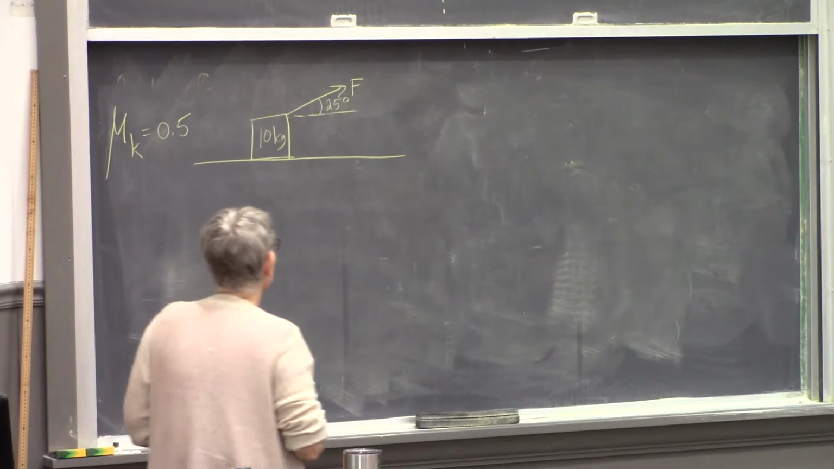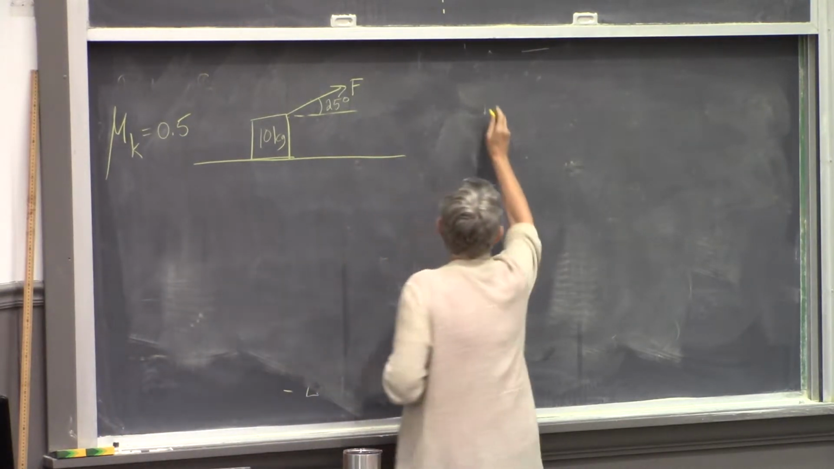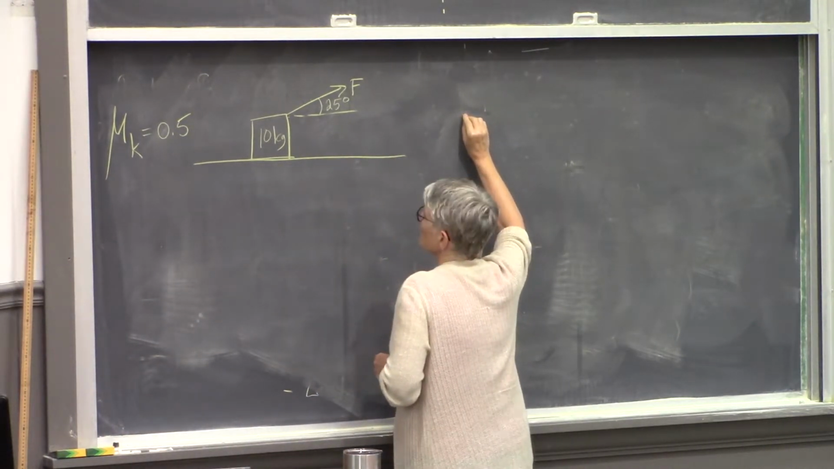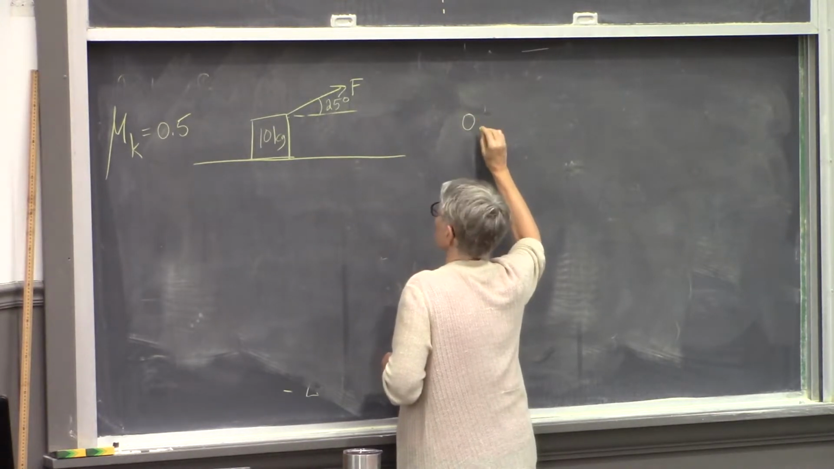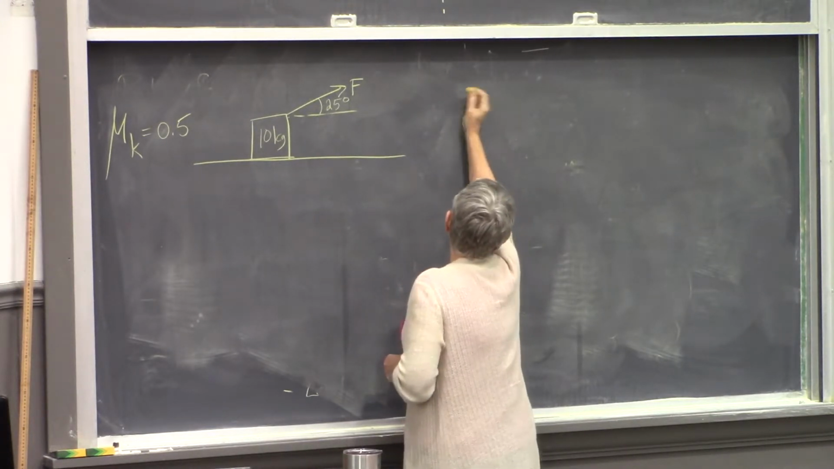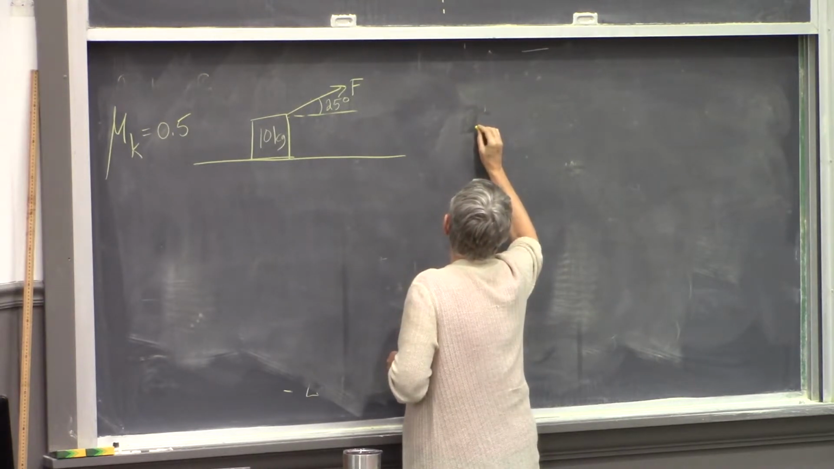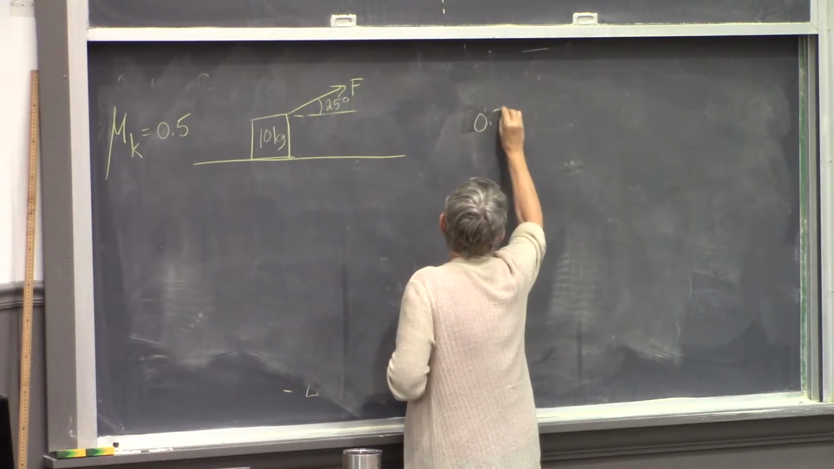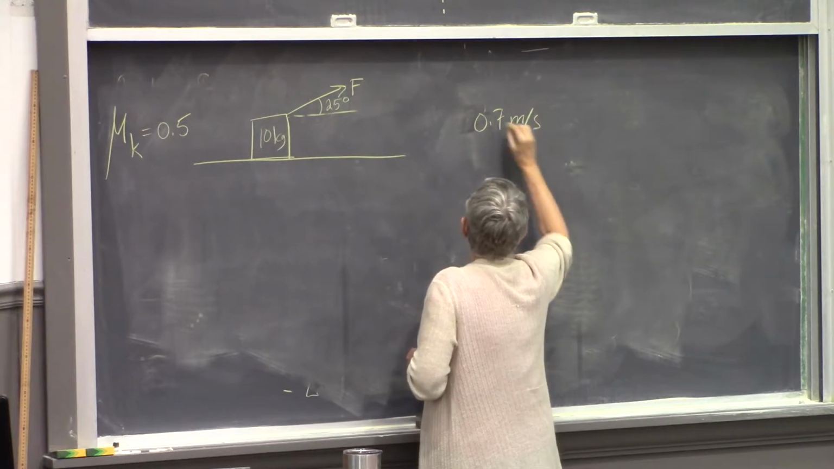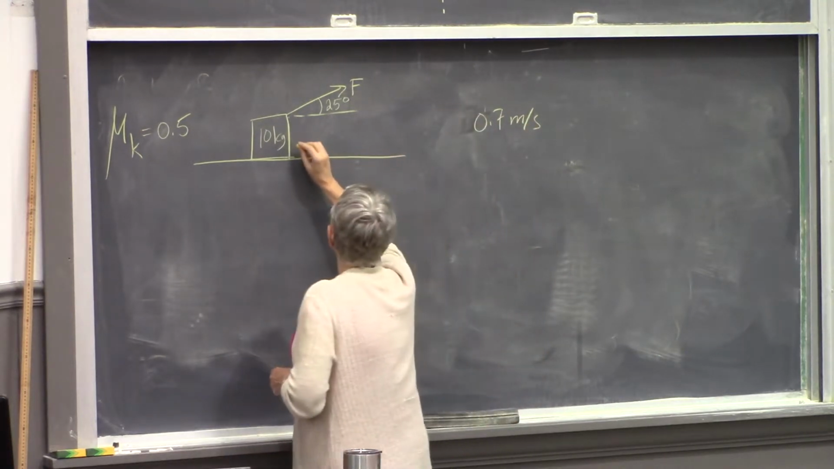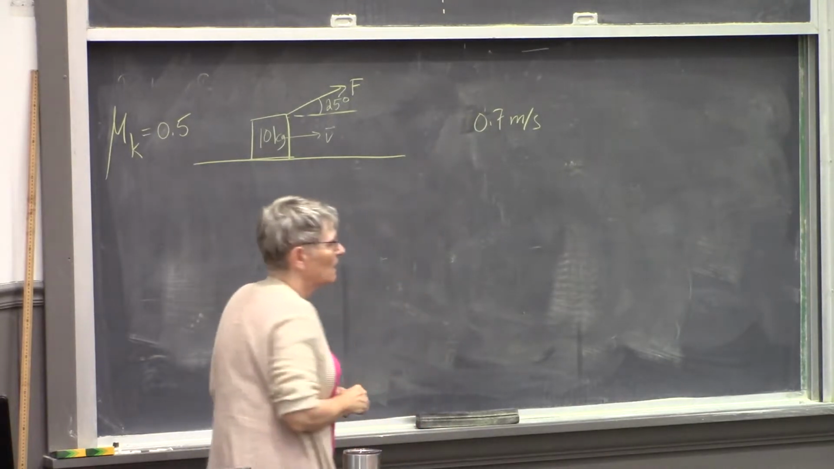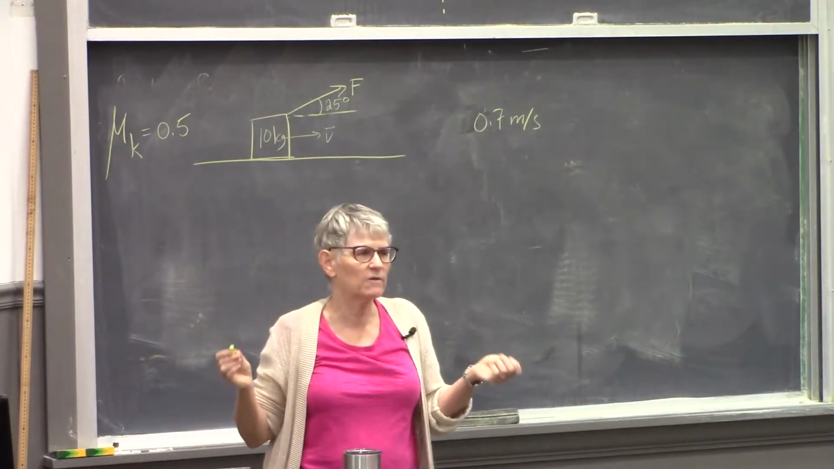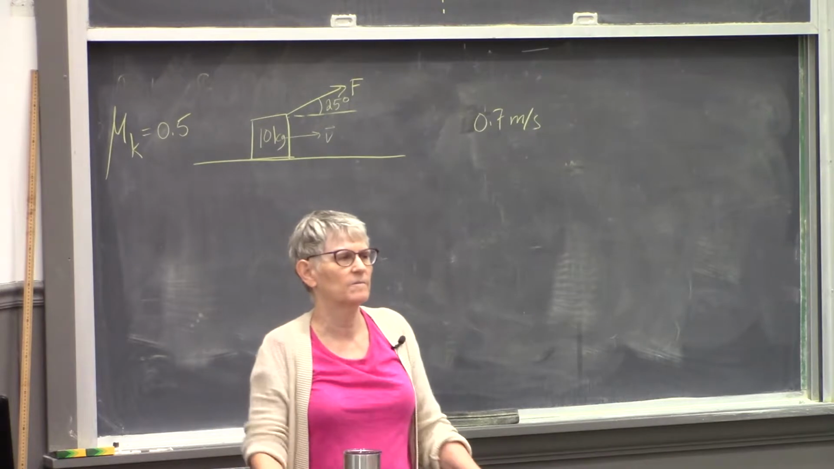This box is traveling at constant speed. It's only 10 kilograms. It's traveling at 0.7 meters per second. And we want to find out how big a force you're exerting to pull it. Okay?